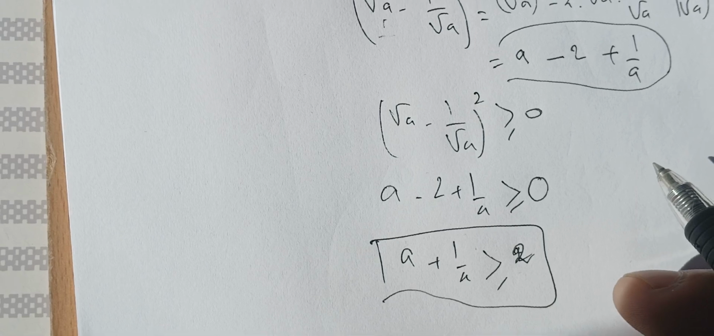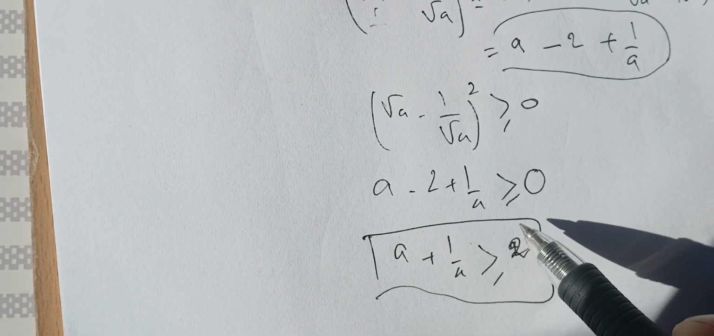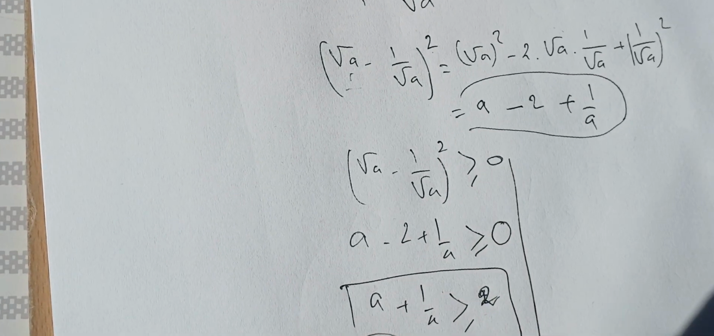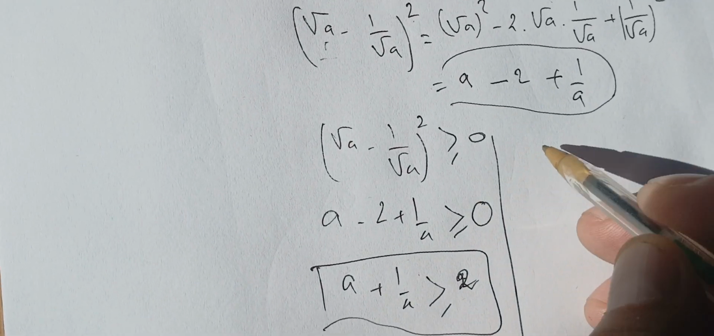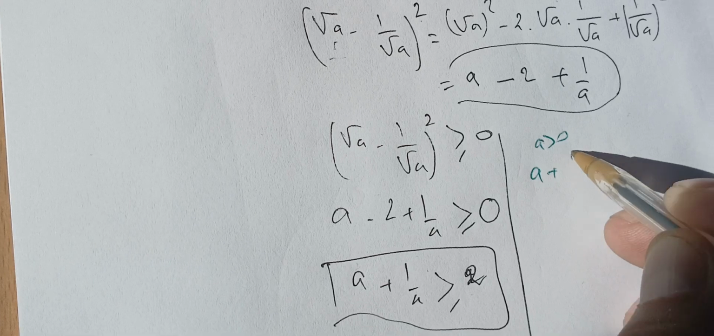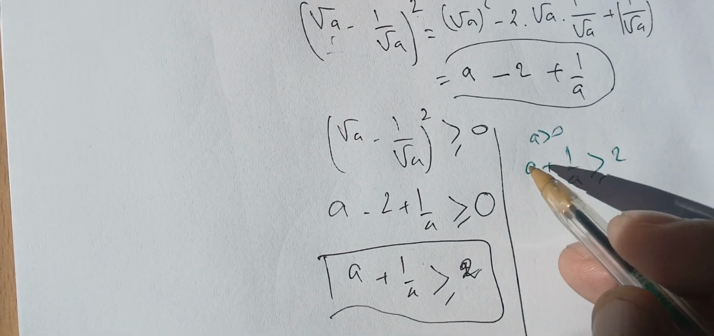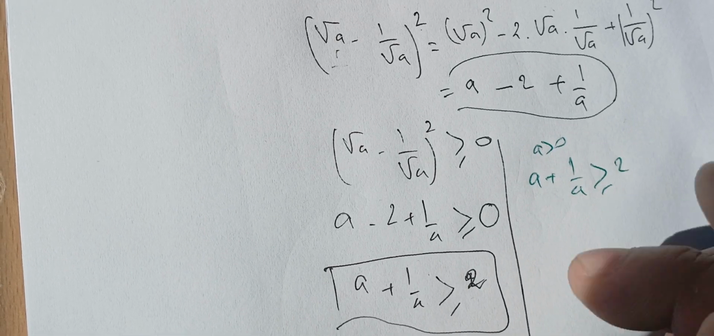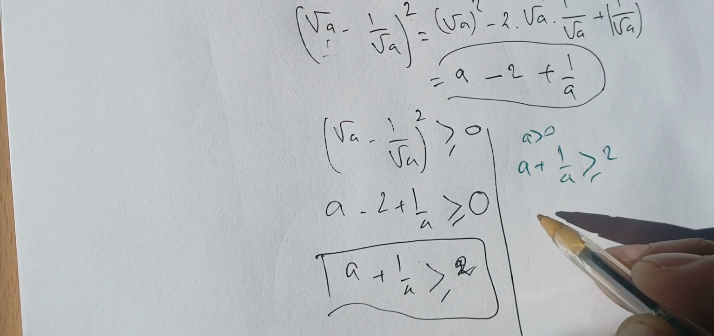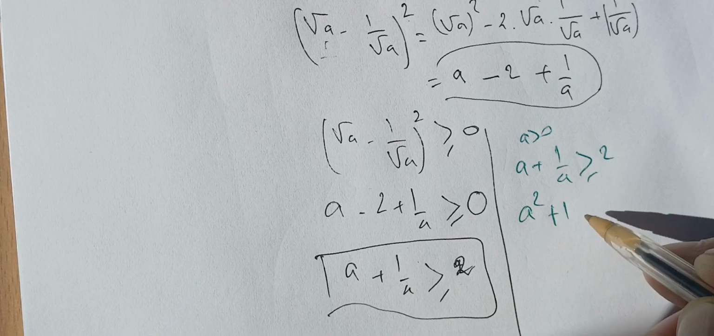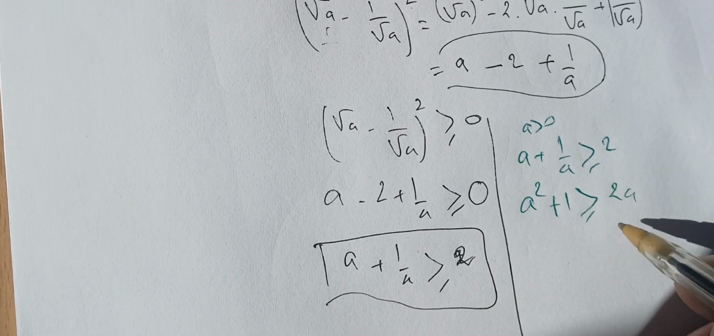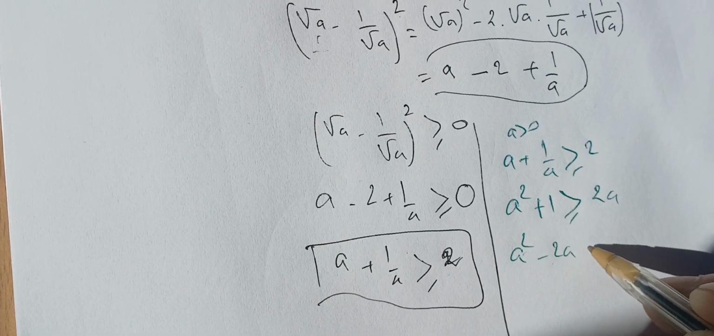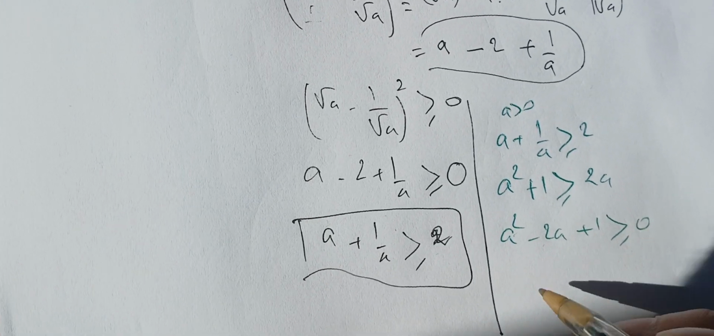So this is one way. There is another way to prove this result. We have a positive, and we want to prove that a plus 1 over a is bigger than 2. So we can multiply everything by a. The order is not going to change since a is positive. We get a squared plus 1 bigger than 2a. And we add minus 2a to both sides. We have a squared minus 2a plus 1 bigger than 0.